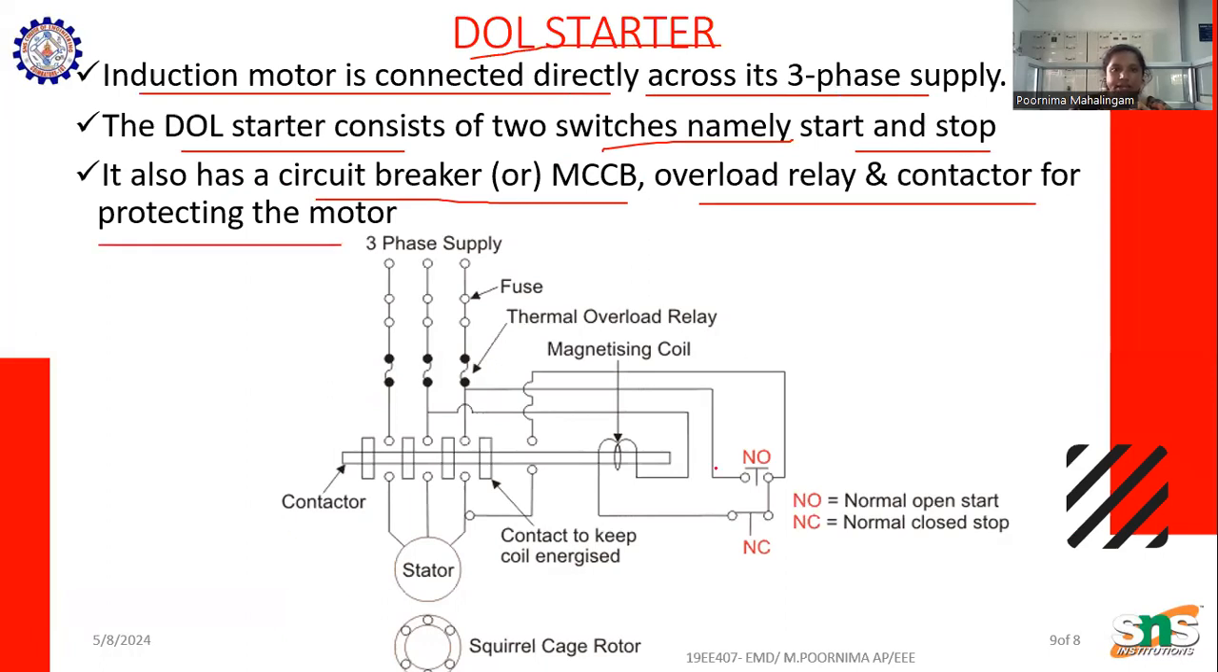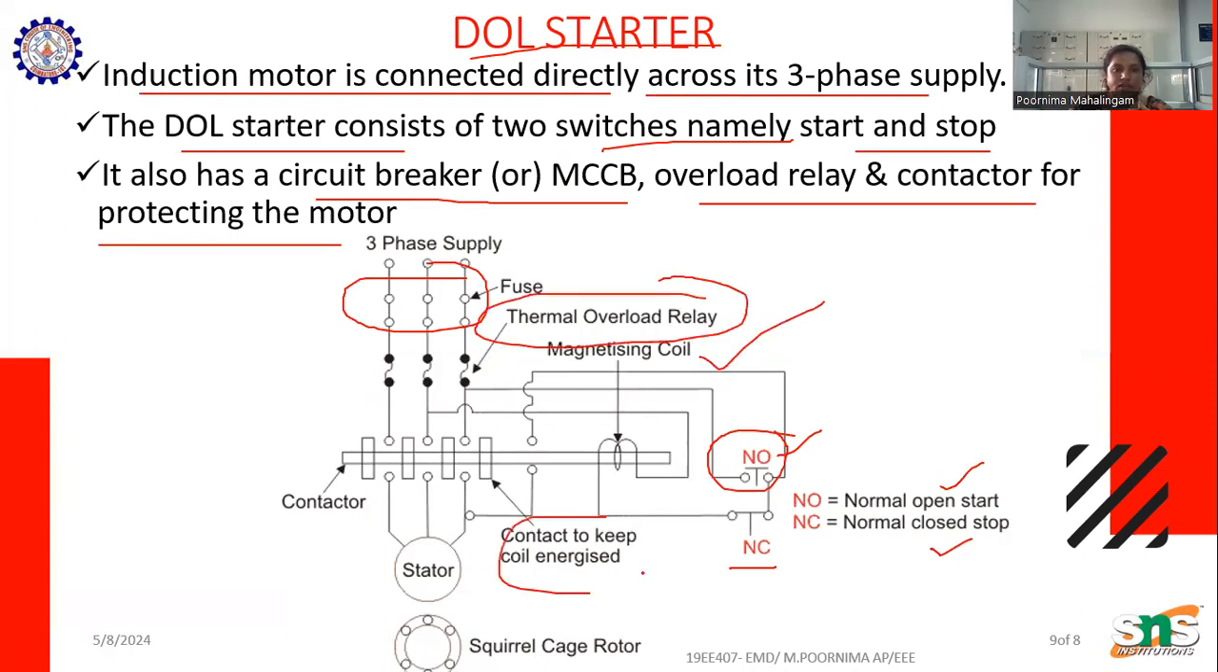Here we can see the direct online starter. We have the switches: start is normally open and stop is normally closed. Here NO is open, NC is closed, normally open and normally closed. We have an MCB and circuit breakers. Here we have a fuse, and we have a thermal overload relay and a magnetizing coil.